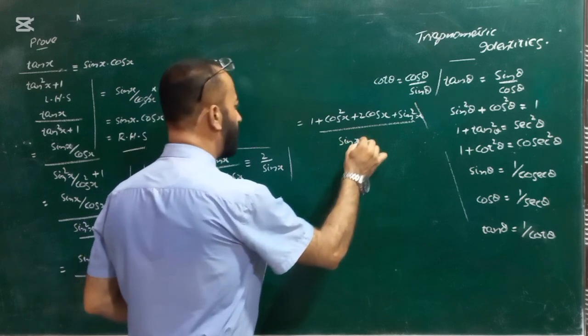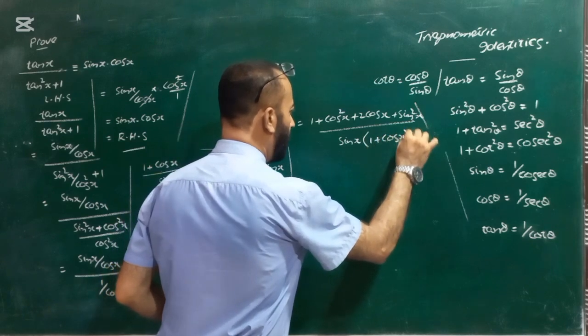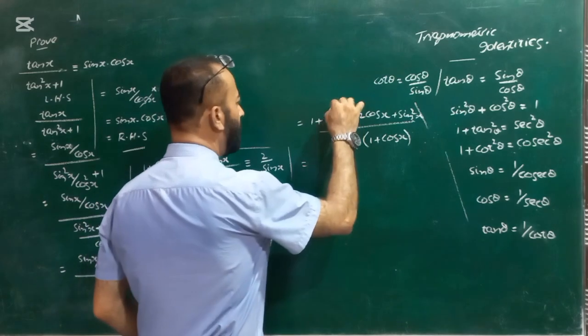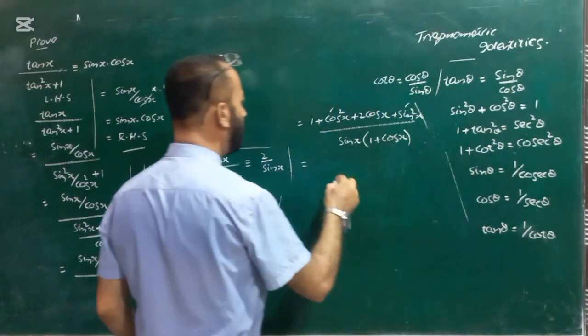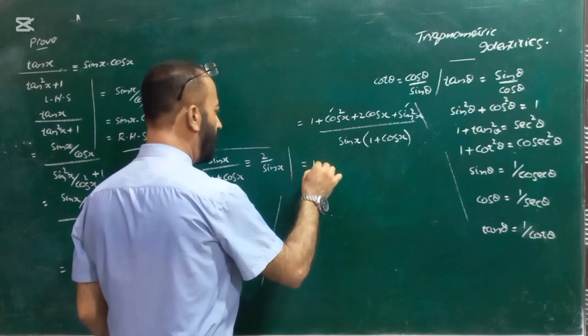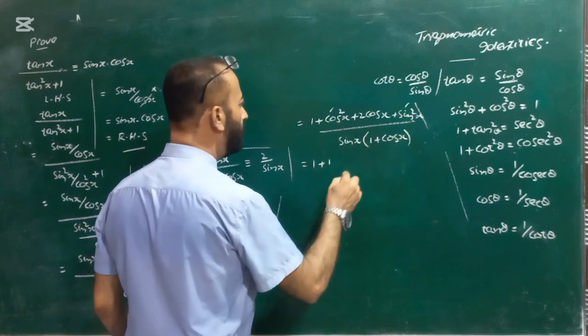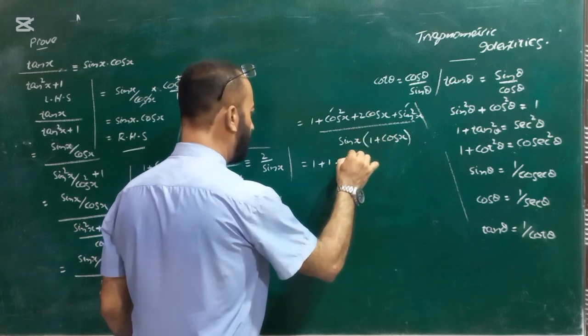Or write it as it is, because I think it will be cancelled later. So look now, in the numerator, sine square plus cos square, here is the formula, that is equal to 1. So this one is still there. Sine square plus cos square is equal to 1 also. And this is the thing, plus 2 cos x.